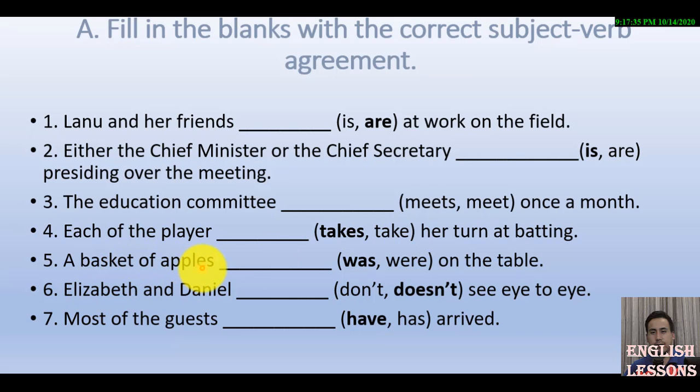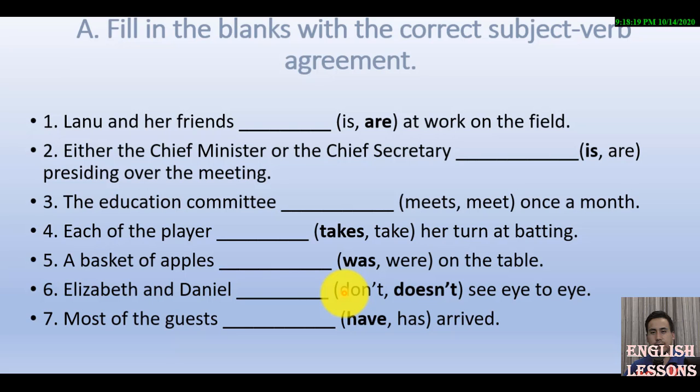So it's the opposite of plural noun and singular noun. A basket of apples was on the table. It's was here because the emphasis or the focus is on a basket, so it has to be was. Elizabeth and Daniel doesn't see eye to eye. Don't and doesn't. Remember, don't is a contraction of do not, and doesn't is a contraction of does not. In most cases, don't is used in a sentence while giving a command. Don't do that. Don't eat that.